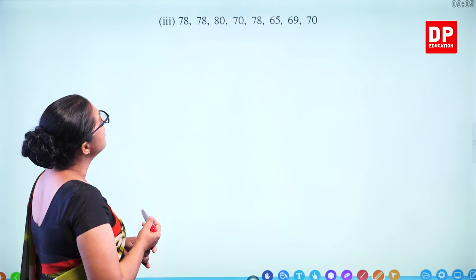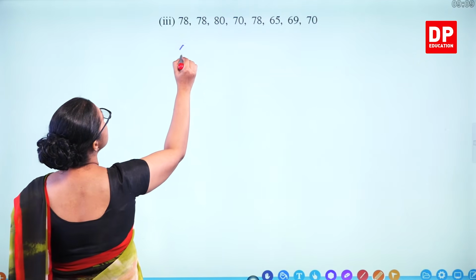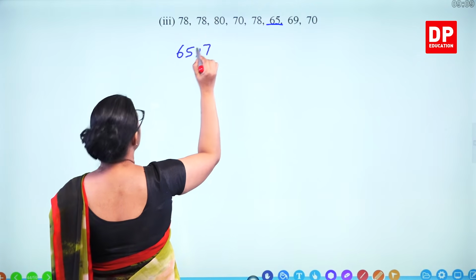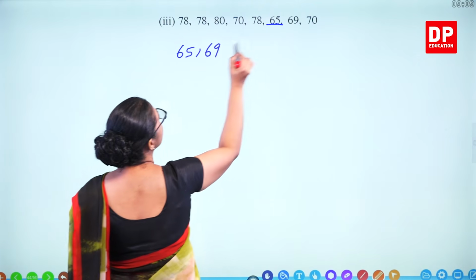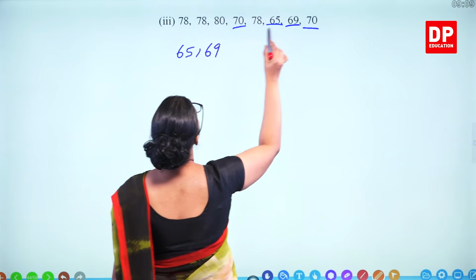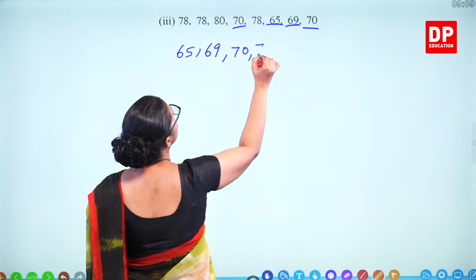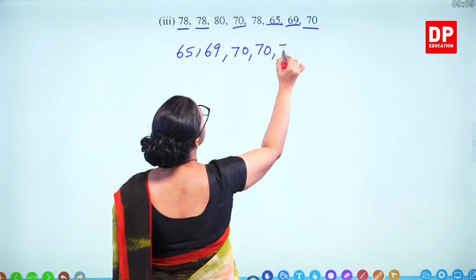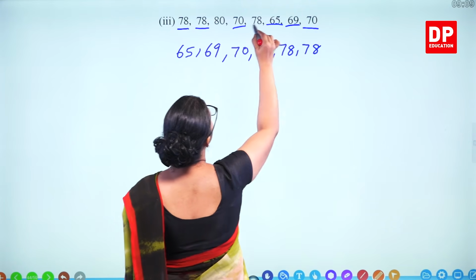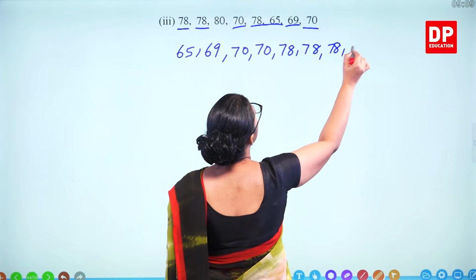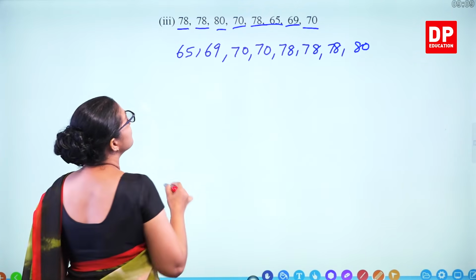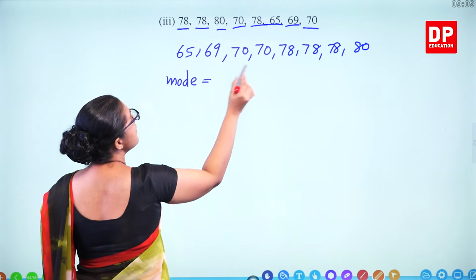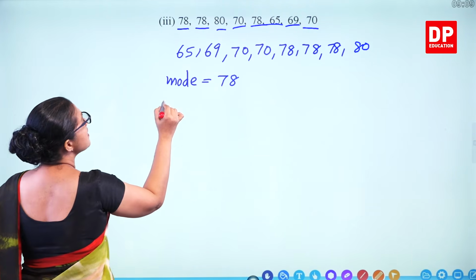This one again, starting from lowest. Rearrange it. 65. Then 69. 70 twice. 78. You get 3 times. And 80. So mode, you can see 78 3 times, that's 78.